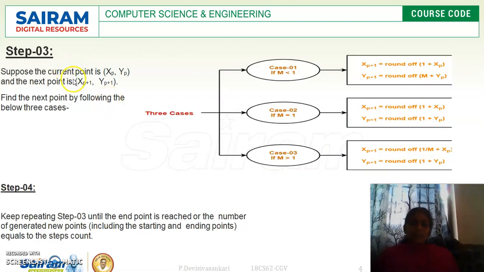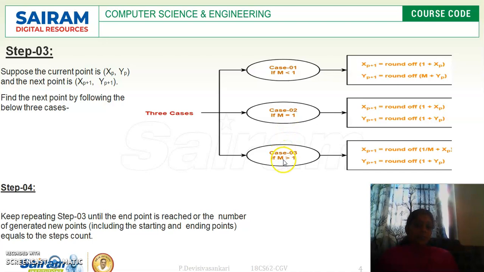Step 3: suppose the current point is xp, yp. Now we are going to find the next point, which will be xp plus 1 as well as yp plus 1. We find the next point using three different cases, mainly considering the m value. If the m value is less than 1, that is case 1. If the value of m is equal to 1, then it is considered as case 2.